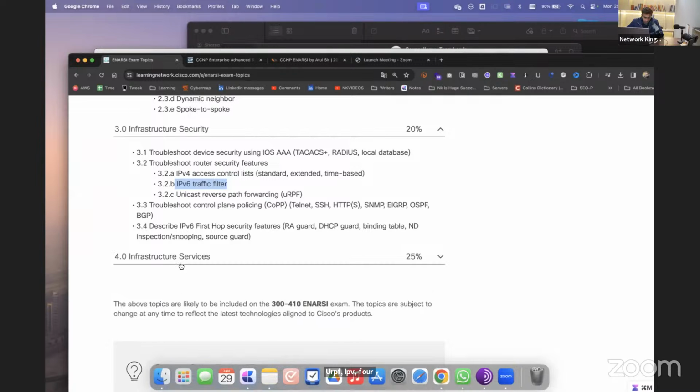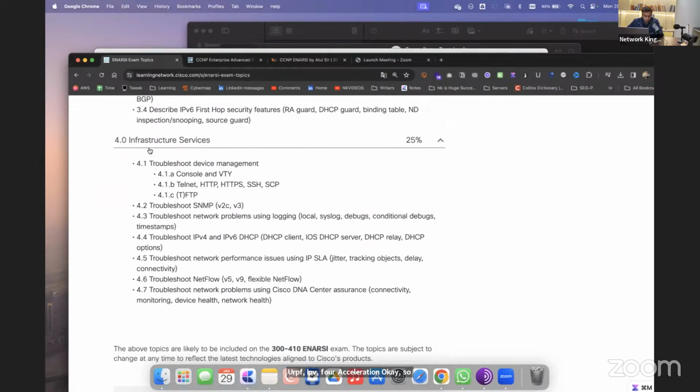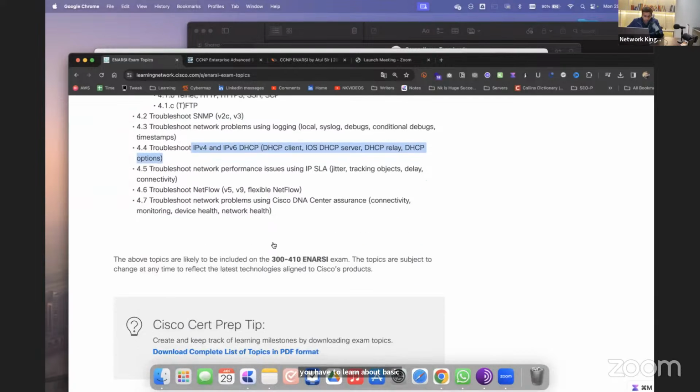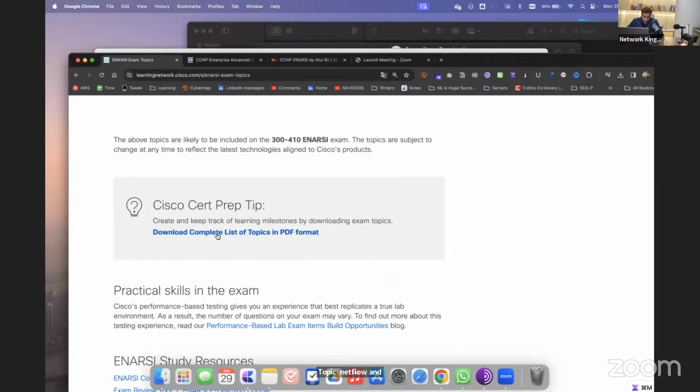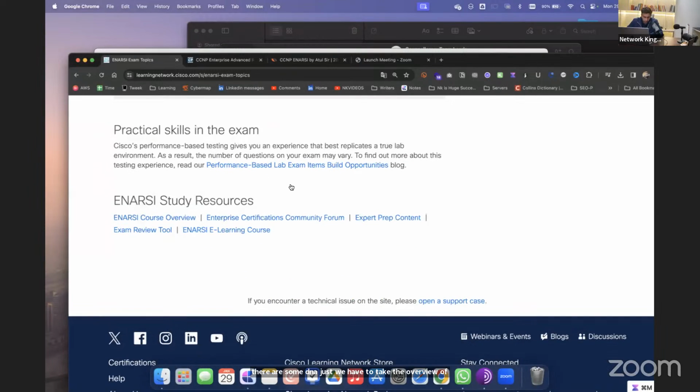Infrastructure services is the fourth section, where you have to learn about basic Telnet, SNMP (Simple Network Management Protocol), and DHCP for IPv4 and IPv6. There is IP SLA, which is called tracking, which is a good topic. There is NetFlow, and there are some DNA topics; we just have to take an overview of DNA Center.